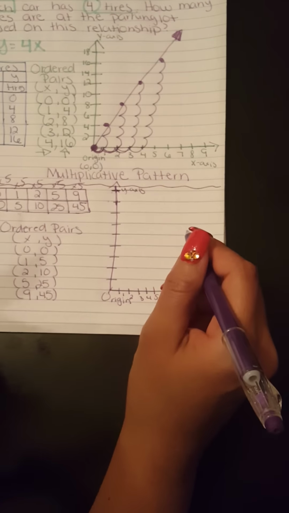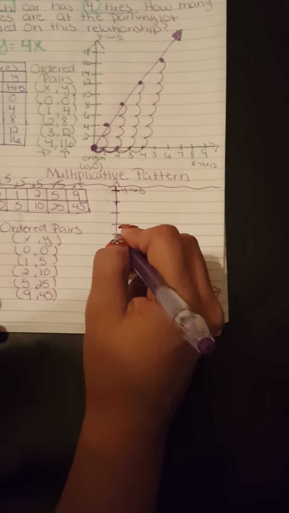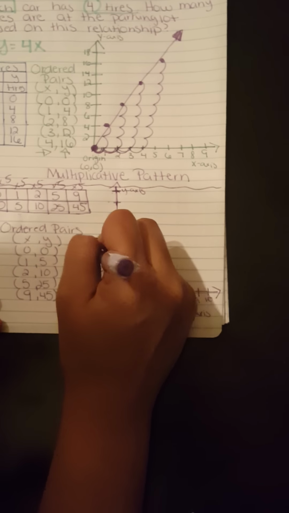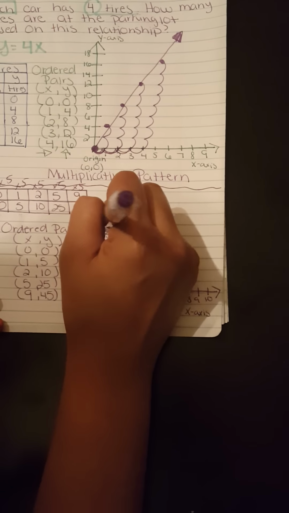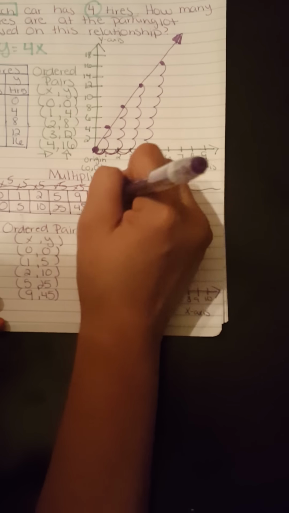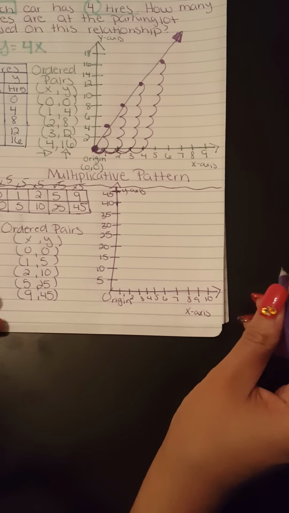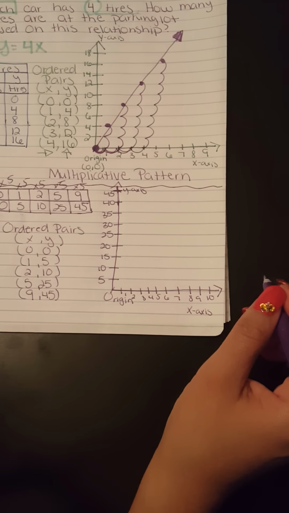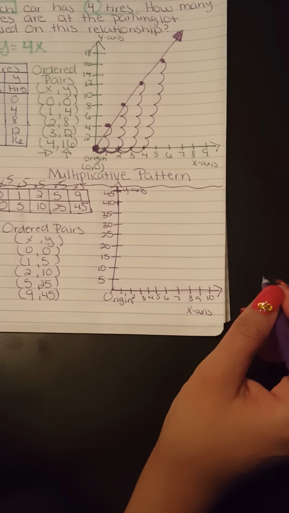I need to get up to 45, and I have 9 lines. So if I go by 5s, 5, 10, 15, 20, 25, 30, 35, 40, 45, that would be perfect. I'm going to be going by 5s. And why did I choose by 5? It's very easy. Because our rule is to multiply by 5. So if I follow that multiple, more than likely, I'm going to have all the values that I need.